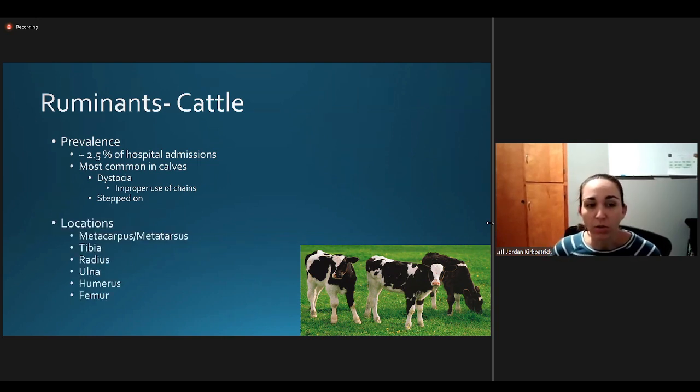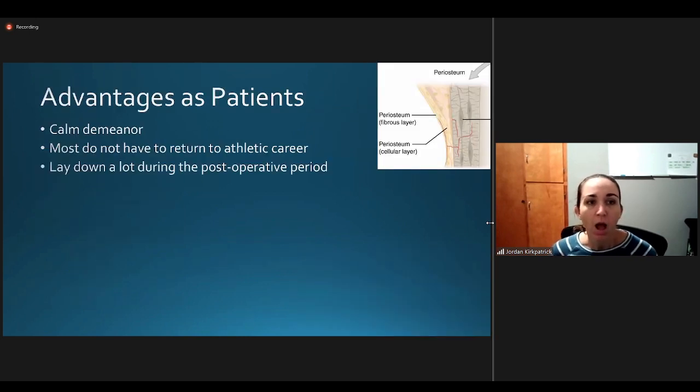This is the location of where a lot of those fractures can occur. I'm not going to read the list to you, but in several different areas of their body. The advantages of ruminants and camelids as patients in general is they have a much calmer demeanor than, say, our equine patients. They also don't have to return to an athletic career. Some horses need to go back to racing, jumping, things like that. Cattle just need to go back and be able to eat and grow pretty much.